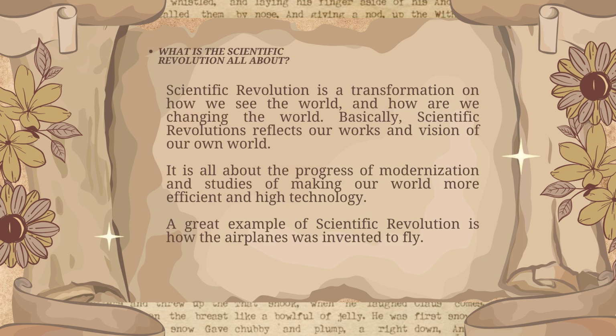So what is the scientific revolution all about? Scientific revolution is a transformation in how we see the world and how we are changing the world. Basically, scientific revolution reflects our works and vision of our own world. It is all about the progress of modernization and studies of making our world more efficient and high technology. A great example of scientific revolution is how airplanes were invented to fly.